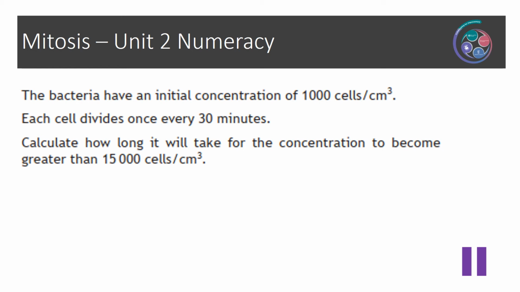Here is another example, example 2. This time, and it's worth noting here, these questions can be asked in terms of mitosis, or they can also be asked in terms of bacterial cells, so you may find them with questions in relation to cell structure. The bacteria have an initial concentration of 1000 cells per centimetre cubed. Each cell divides once every 30 minutes. Calculate how long it will take for the concentration to become greater than 15,000 cells per centimetre cubed.